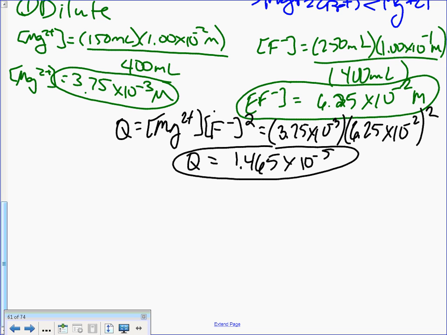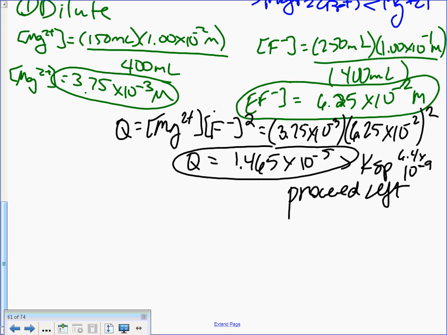Compare that to the Ksp value. Is it higher? Okay, so this is greater. What is the Ksp value? Okay, so the Ksp value is 6.4 times 10 to the negative 9. So this is greater than Ksp of 6.4 times 10 to the negative 9. So which way does it proceed? Left. It proceeds left towards the reactants. Okay, so this is where we have to show the setup of an ICE box to indicate the shifting towards the left side, and then we're going to actually solve for x.